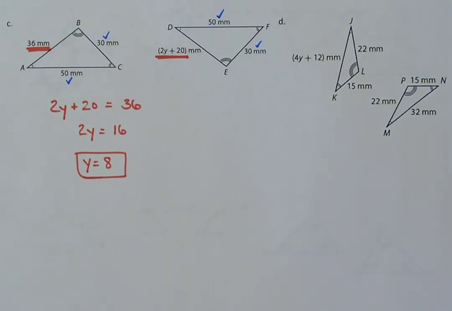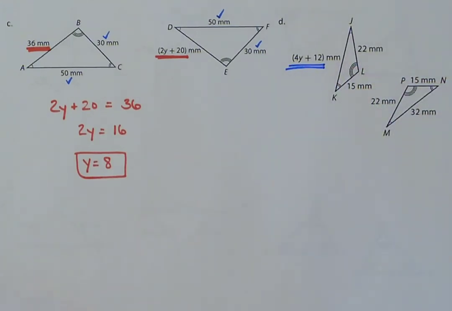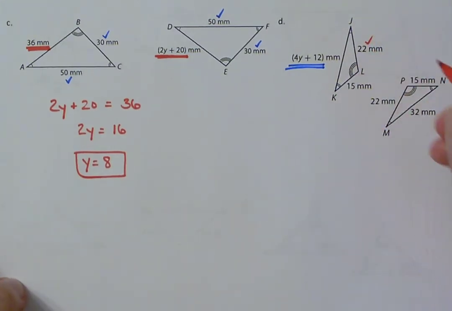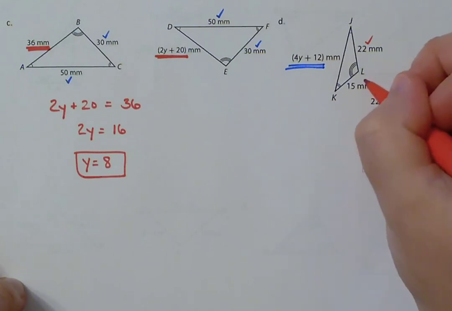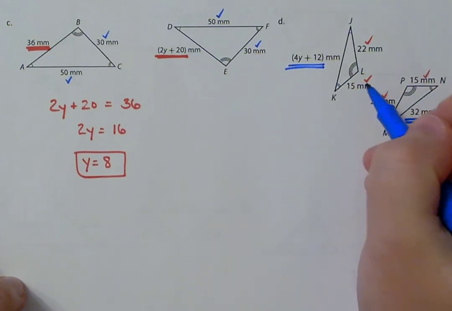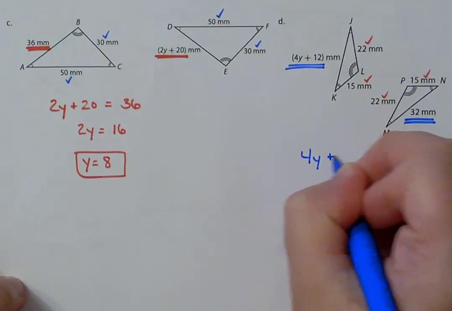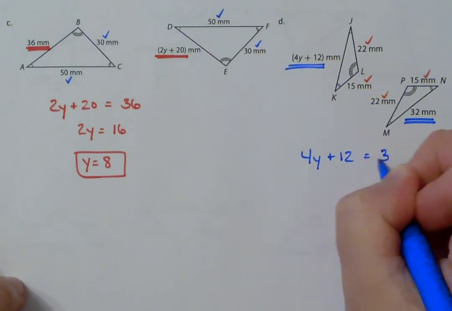All right, and then lastly, you're going to do the same thing for D. We're dealing with side lengths again. So I'm trying to figure out what y needs to equal for this 4y plus 12. Well, I already know that 22 matches 22, and 15 matches 15. So that means this 4y plus 12 is going to match up with 32. I already have my matching pairs for 15 and 15, 22 and 22. I just need a matching pair for 32. So let's figure out what y needs to equal for it to equal 32.